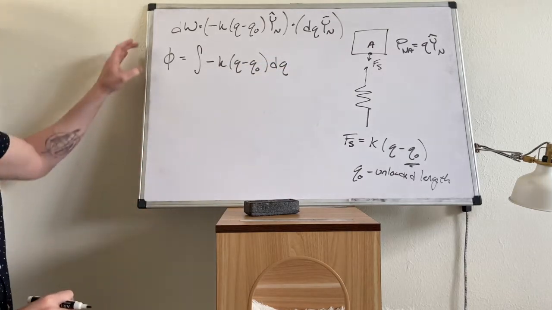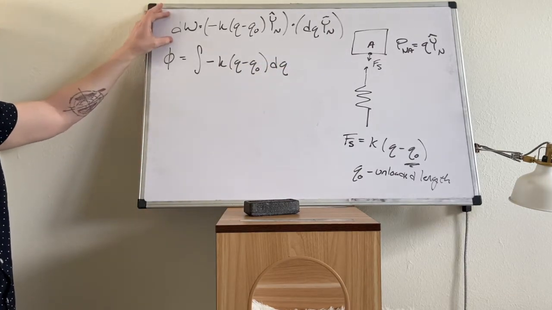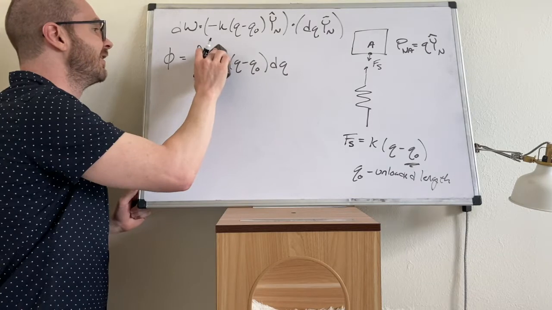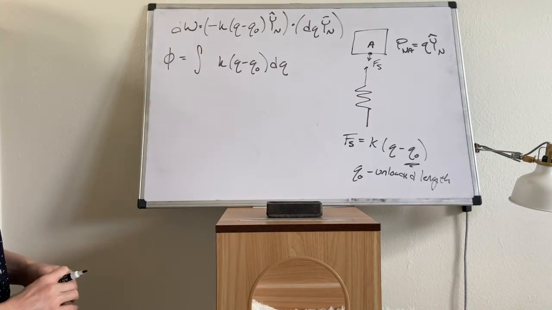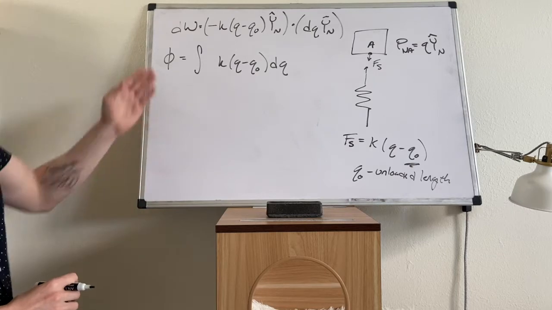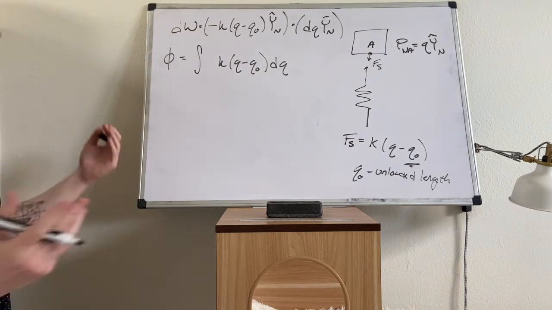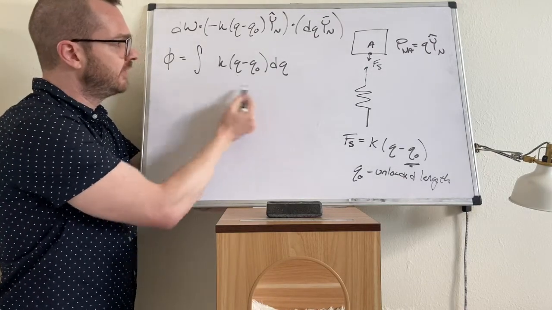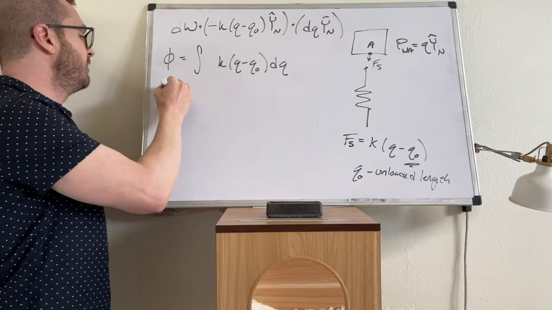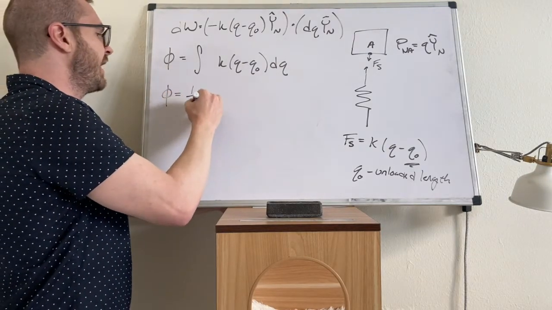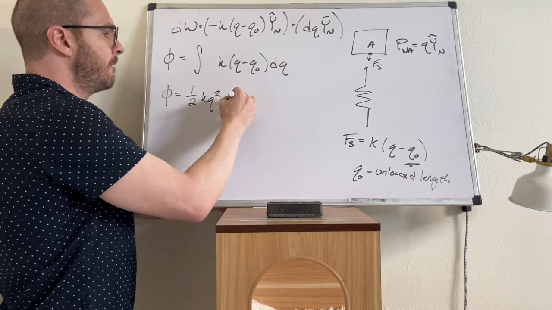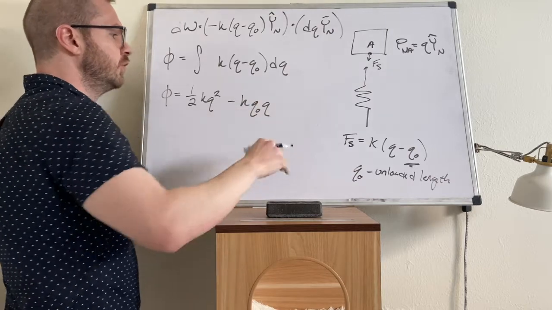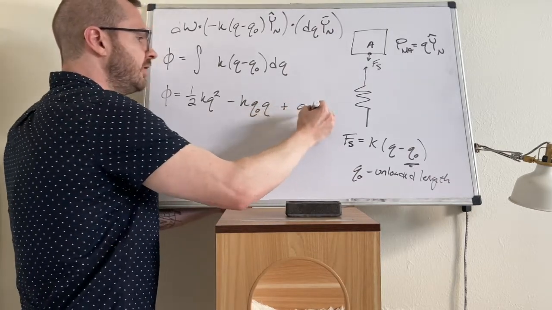So I skipped a few steps in the middle, but again, we know that integrating this yields the work, and the negative of that is, oh, that's right, there we go. Got to lose the negative. Okay. So we want to integrate this. How do we do it? Well, you could just distribute the k, and we could bring this into two different integrals. But this is going to equal 1/2 k q squared minus k q naught q plus the integration constant.